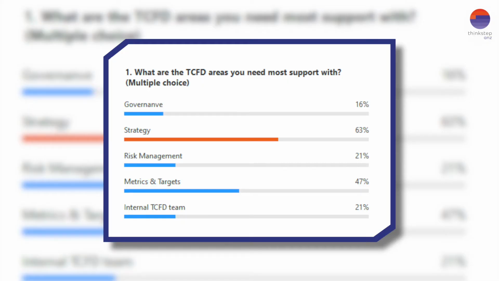Excellent. It looks like strategy is really the area where our attendees today need most help with, followed by metrics and targets. And then governance, risk management, and internal TCFD team are at the same level. So that is really interesting.